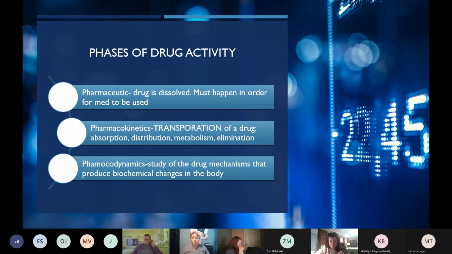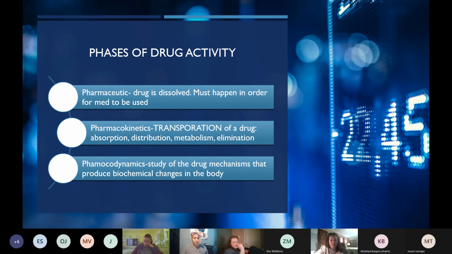We're going to talk a lot. So absorption, distribution, metabolism, and elimination. Those are the 4 phases within pharmacokinetics. Okay. We're going to talk in depth about each of those phases. So you need to put a big fat star next to that stuff.